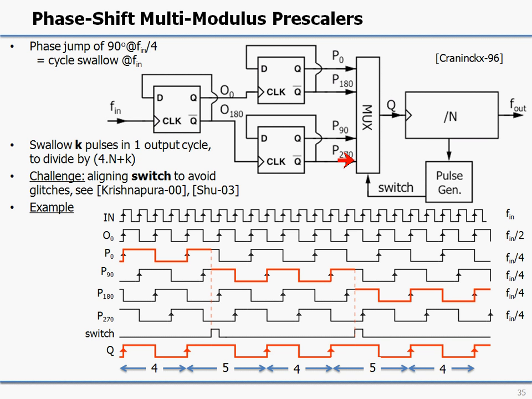The main design challenge in this type of divider is that we need to properly align these switch control signals with the waveforms, because if they come in at the wrong times, we can have all kinds of glitch problems. But several solutions for this are available from the literature. I've provided the references here.